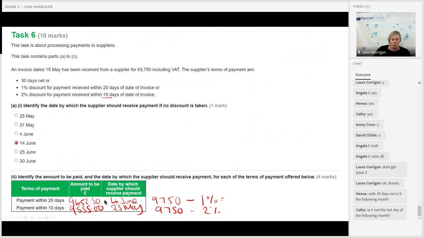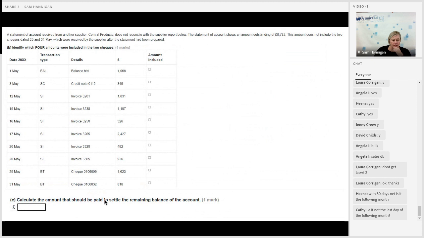Okay. So once you've done that, it then asks you to identify, this is a statement of account received from another supplier. So we've received this. The statement of account shows the amount outstanding of 8782. The amount does not include 2 checks dated 29th and 31st of May, which were received by the supplier. Okay, so you've got a check here and a check here. The first thing I would do with this is I need to work out, it says identify which 4 amounts were included in these 2 checks.